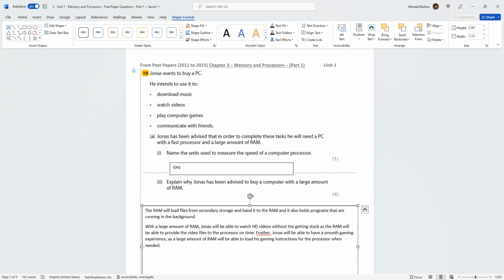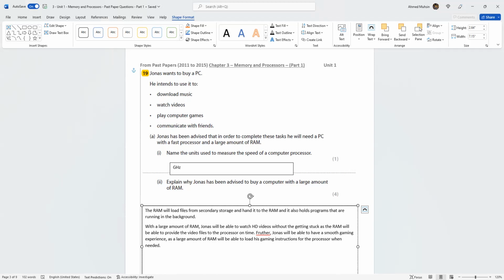A delay in any of those instructions and the user can get frustrated. The game will lag, the game will get stuck, things may not happen on time. It will definitely affect the user's experience. But when he has a large amount of RAM, these instructions will be loaded on time, given to the processor on time, so the game will play smoothly.